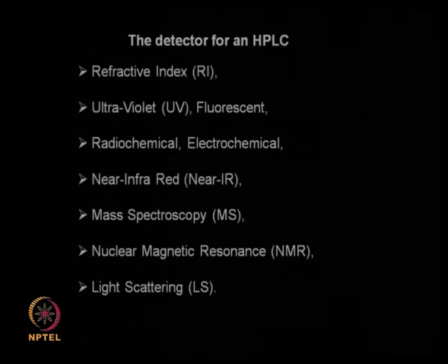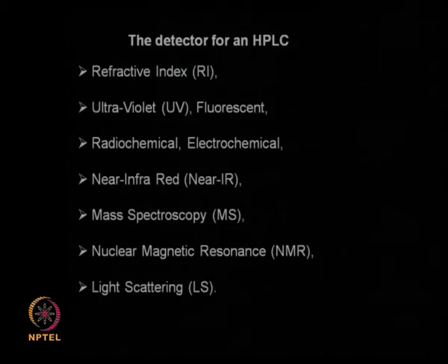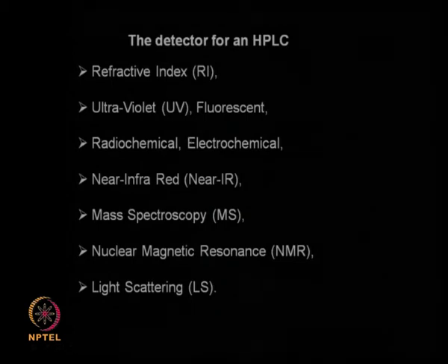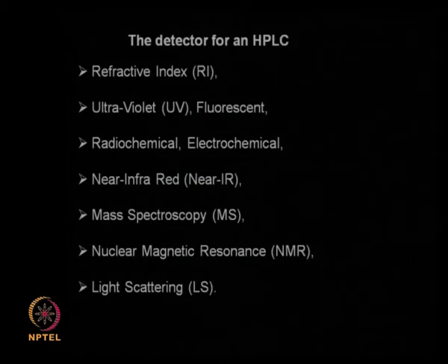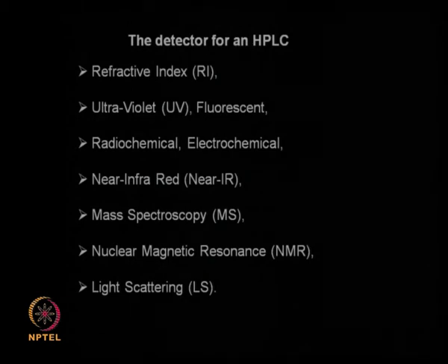Then you have a fluorescent detector. If your molecule is fluorescing, then that is a very good detector. We can have an electrochemical or a radiochemical detector. So, if it is a radioactive material, the detector will immediately spot it. You can have a near infrared detector. Then we can have mass spectrometry detectors. Mass spectrometry detectors can be used to determine the mass of the component.